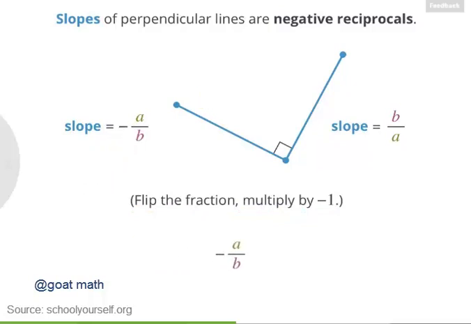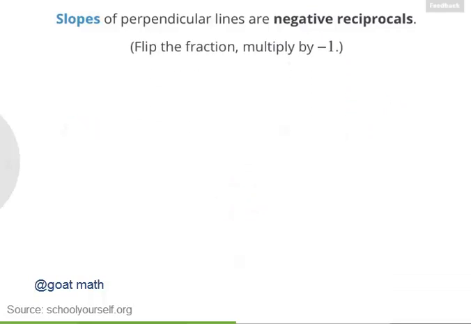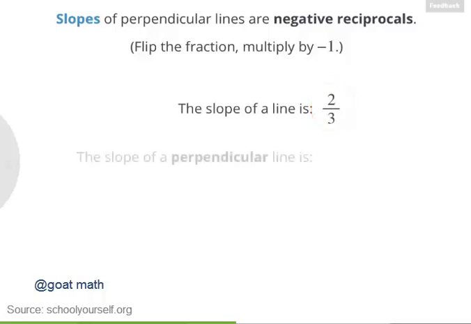And if we started with this slope, negative a over b, we can flip the fraction and then multiply by negative 1. Then the minus signs cancel, so we have b over a, which is indeed the slope of this line over here. So the slopes of perpendicular lines are always negative reciprocals of each other. Now suppose I tell you that a line has a slope of 2/3. What's the slope of a line that's perpendicular to it? Try using these steps to figure it out.